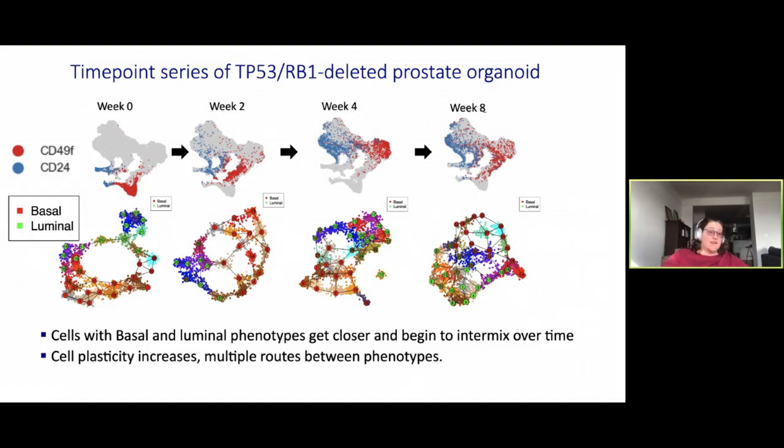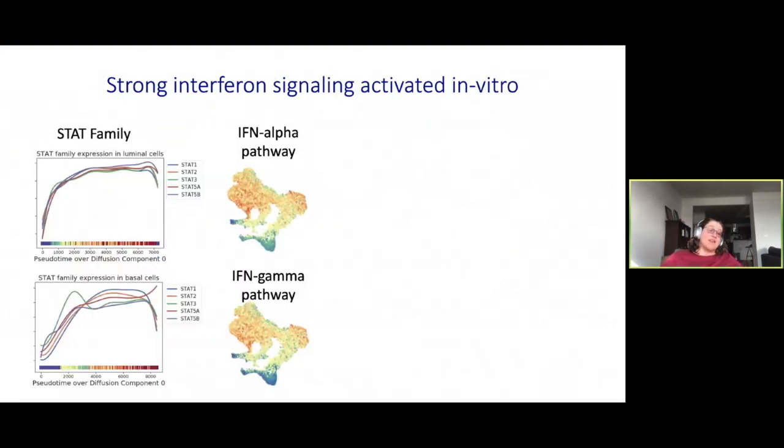Because single cell data really gives you the entire genome, we can also see what else is going on in these cells as they're losing their basal and luminal identity and becoming more intermixed and more plastic. And we see a lot of things, but some of the things we saw is an increase in STAT family genes and an increase in interferon.